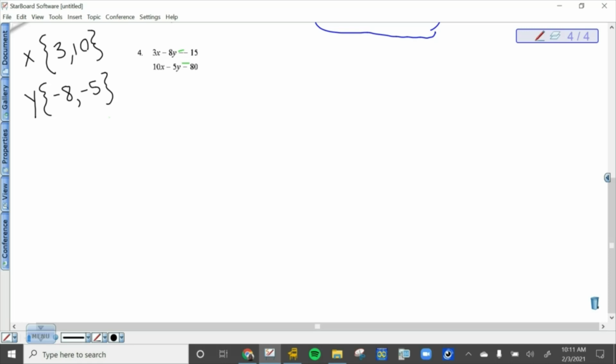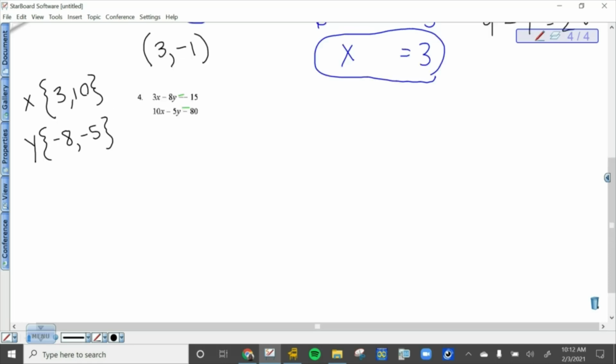Okay, so what we're finding here is called the least common multiple. I'm sure you learned about this, but probably a long time ago. So we're trying to find the least common multiple between either 3 and 10 or -5 and -8. Which one do we want to look at? 3 and 10? Okay, so let's think about the multiples of 10 and the multiples of 3.